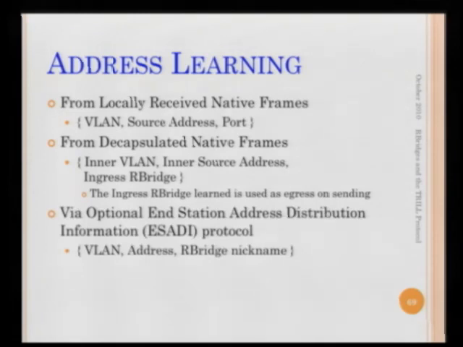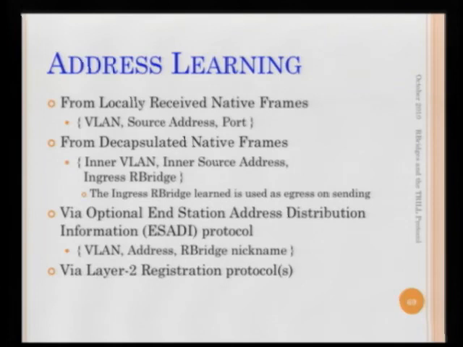There is the optional way to transmit this information through the control plane, which I have another slide on. Basically, you can learn the VLAN, the address in that VLAN, and which RBridge nickname is for the RBridge that has that address connected in that VLAN. You can learn that through the control protocol.